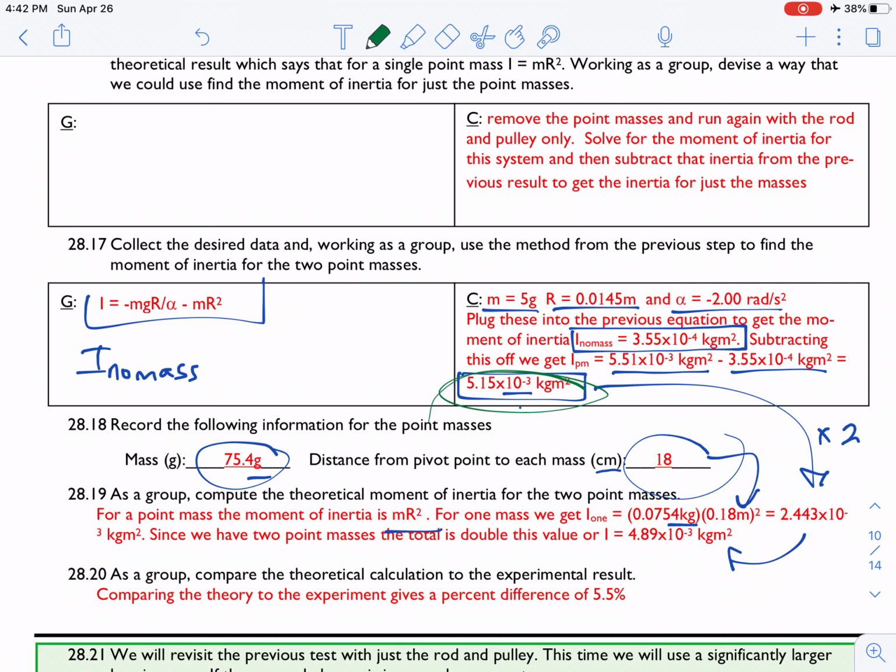These two are comparable. This is the theoretical value. At the bottom, we have the theoretical value. At the top, we have the experimental value. And you can even find the percent difference, which is 5.5%. It's not much. It's acceptable.